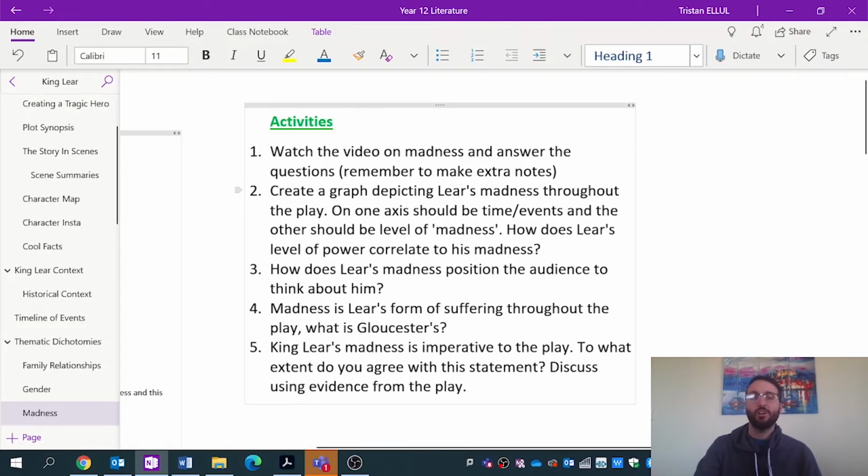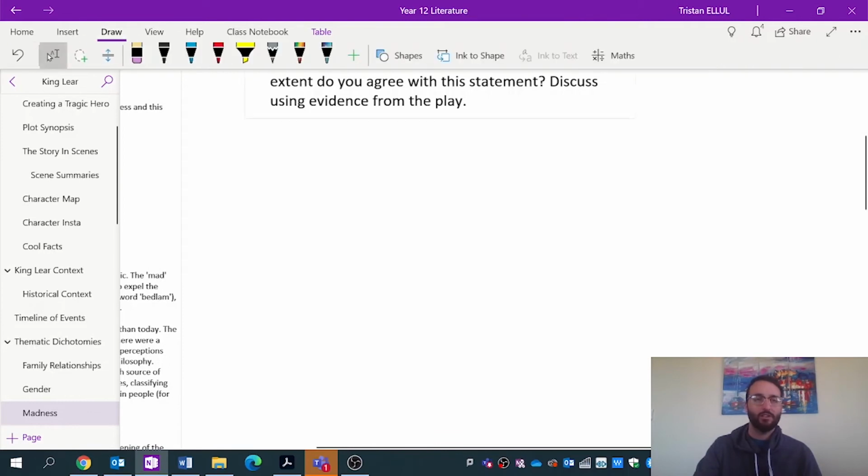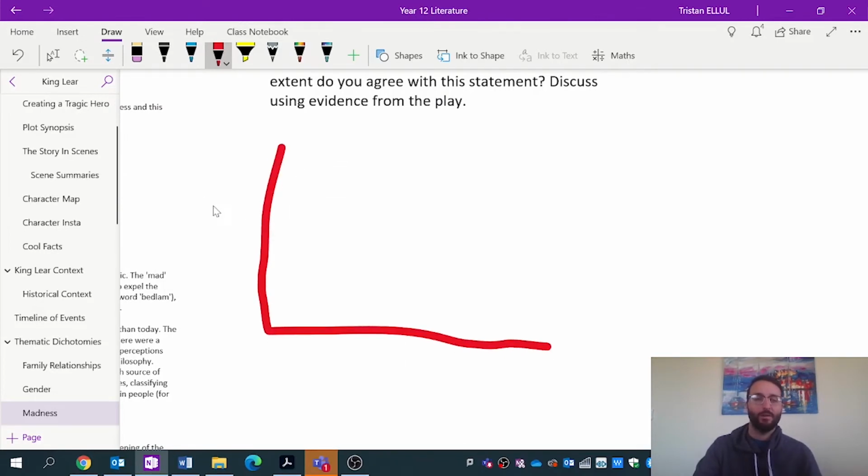On one axis should be time or events, and the other should be the level of madness. So how does Lear's level of power correlate to his madness? We should be noticing these things. For example, we can use the draw tool here. I think I might be able to draw it in here. It's going to be super rough, but T over here for time, M over here for madness.